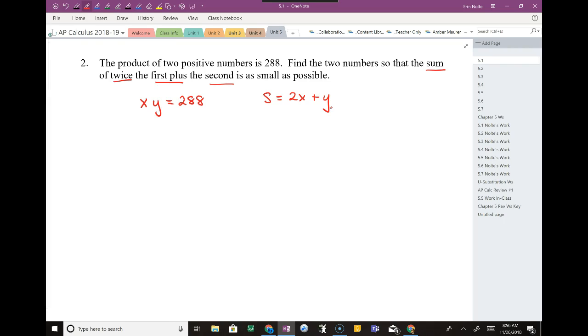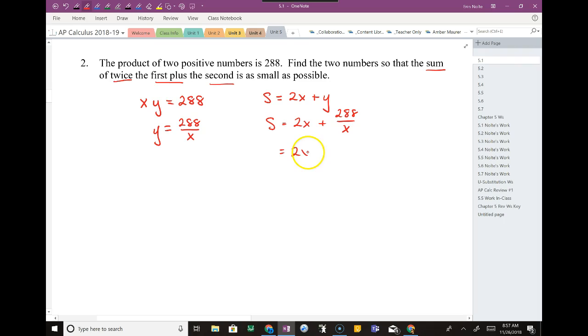The first thing I have to do before I do my optimization is rewrite my sum equation in terms of one variable. It does not matter which one we choose. This one is going to be 50-50 here. Do you want to isolate the x or the y? The y. Okay, sure. So if I isolate the y, I'm going to use my product equation to isolate it. So y is 288 divided by x. Then I'm going to plug that into my sum equation. So 2x plus 288 over x.